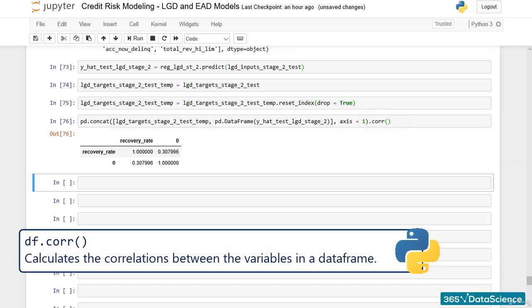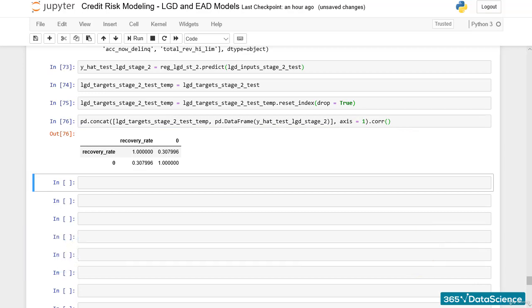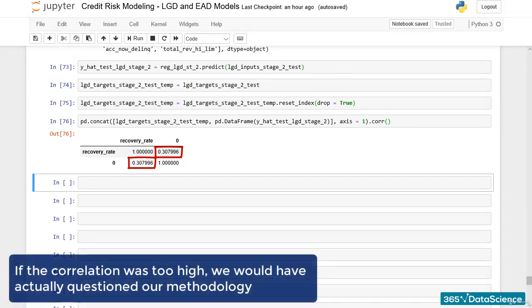The correlation between actual and predicted values is about 0.308. This is weak to moderate positive correlation in general, but satisfactory for an LGD model. In such cases, if the correlation was too high, we would have actually questioned our methodology.